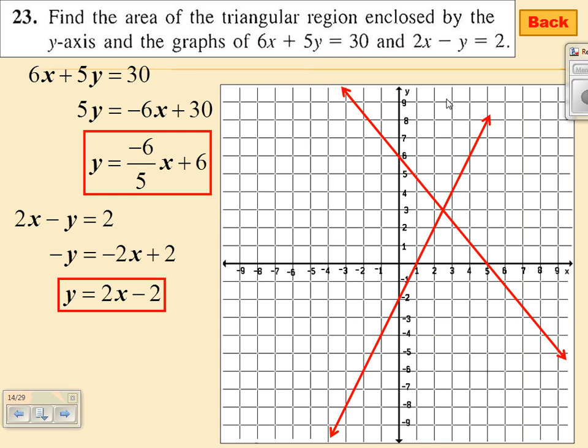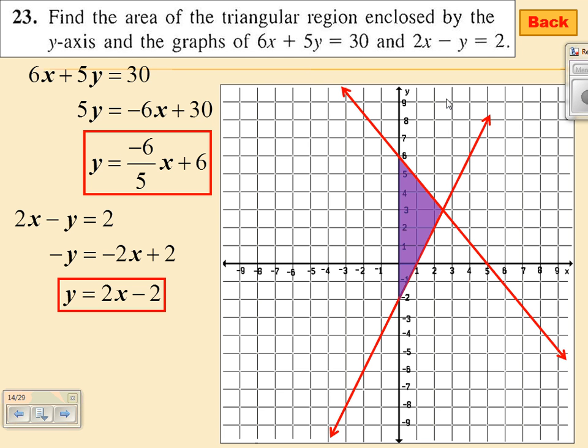So again, the triangle is in between the y-axis and the two lines that I just drew. So it looks like that. That's the triangle they want me to find the area of. How are you supposed to find this area? Well, if you don't remember the formula for a triangle, it's 1/2 base times height.